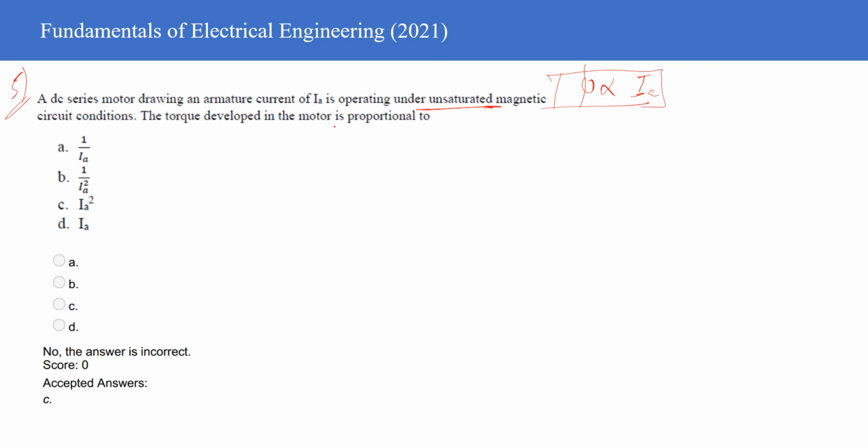Now you are required to find the torque developed in the motor as a function of IA, because all the options are in IA, right? So I know that the torque is proportional to K phi I, or you can write torque is equal to K phi I.